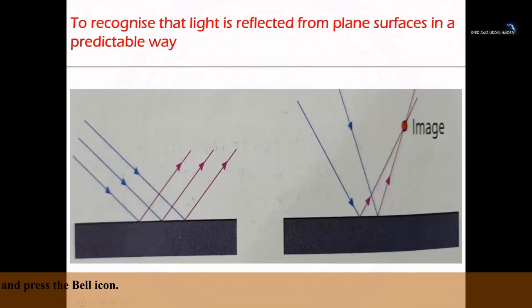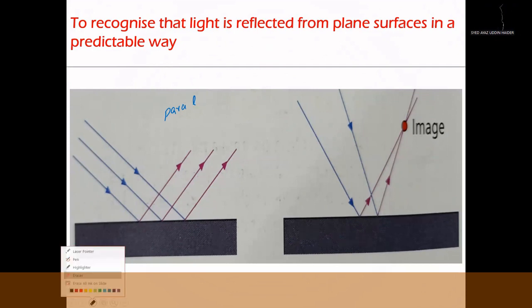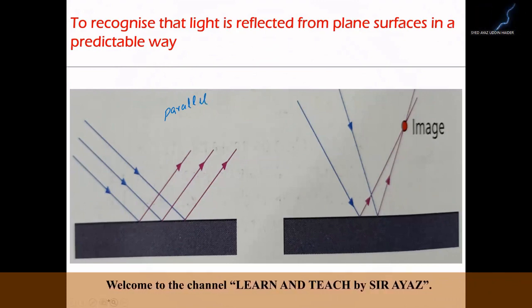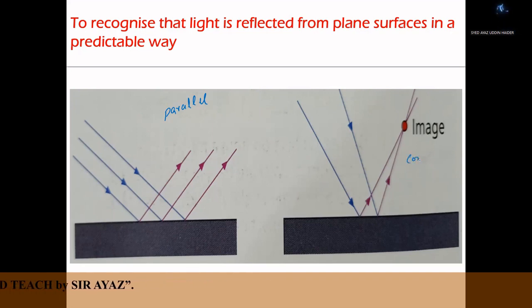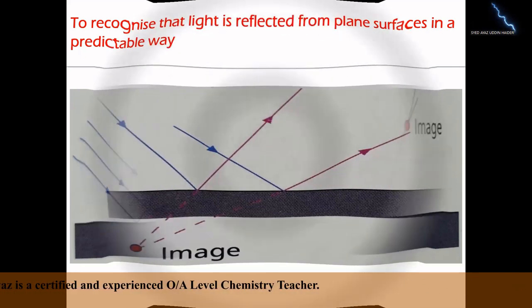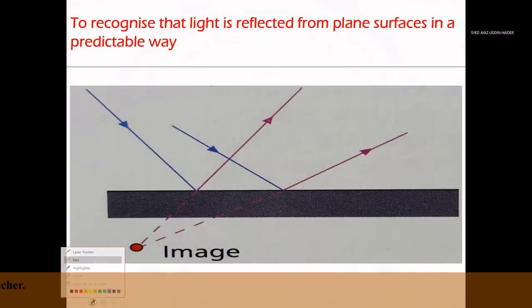When a ray of light strikes a uniform or flat surface, the ray may be parallel, converging, or diverging. This one is parallel. And this one is converging. And this is diverging ray.